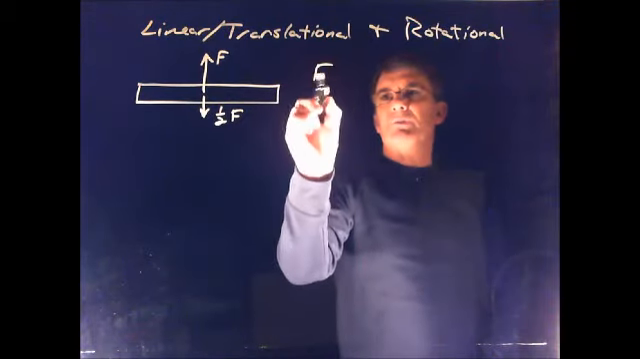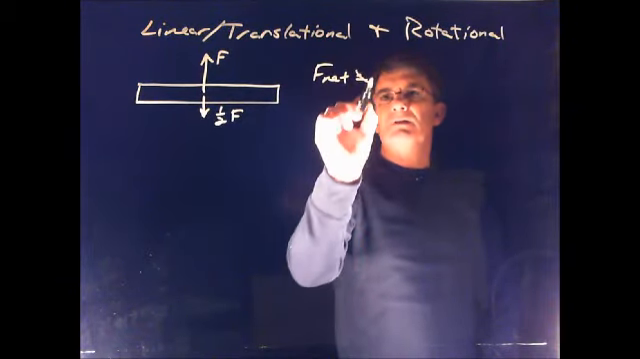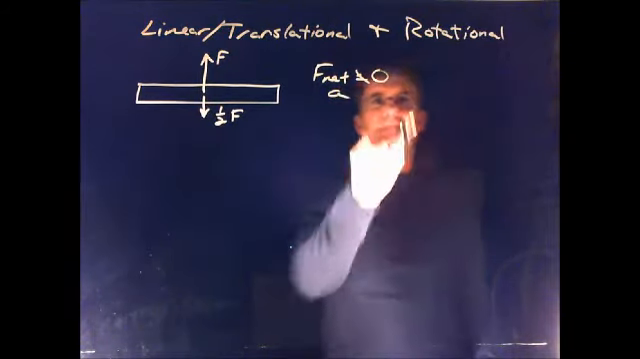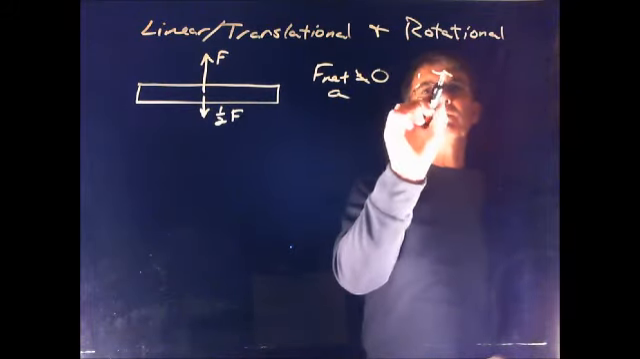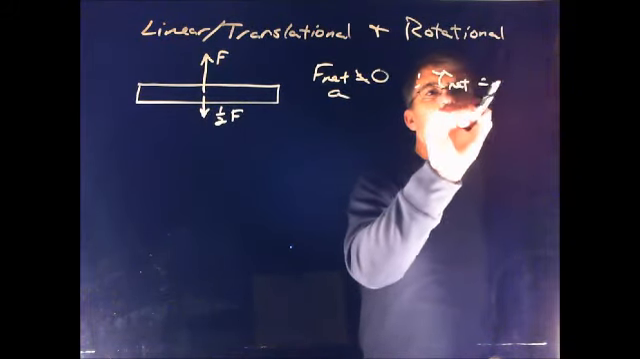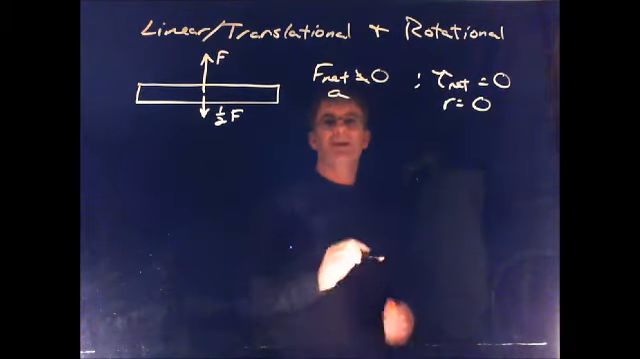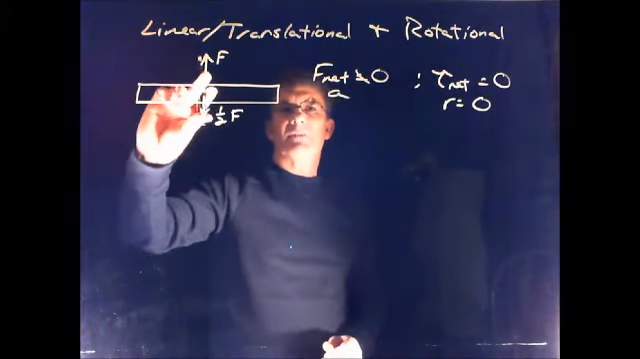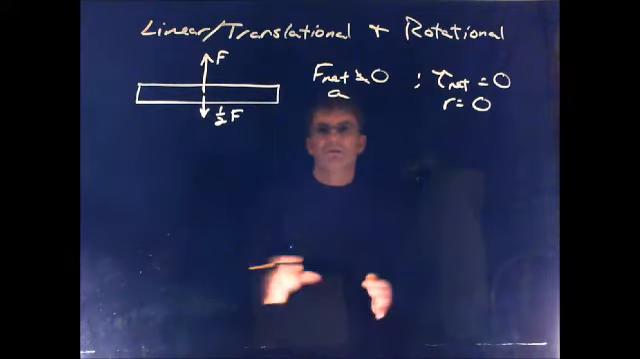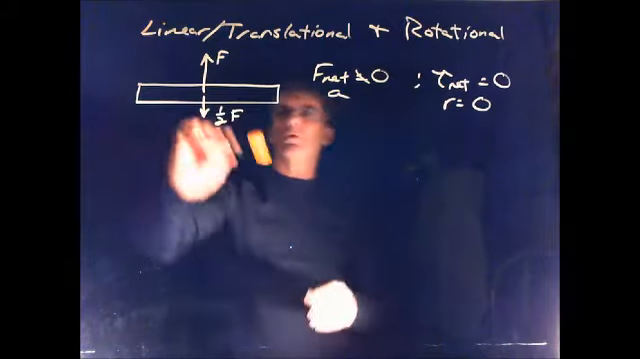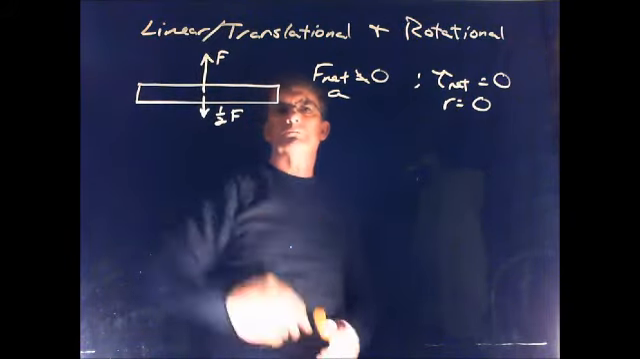And so we have, in both cases, an unbalanced net force, which means we're going to have an acceleration, a linear acceleration. But these forces will not result in a torque because they're right at my center of mass. And so the stick's not going to spin. So in this case, we're going to have only translational motion.